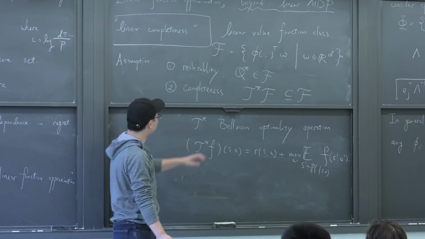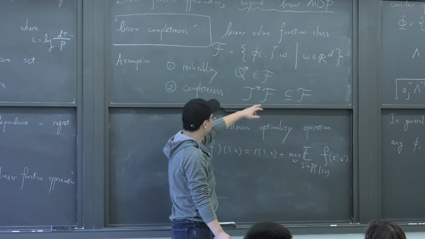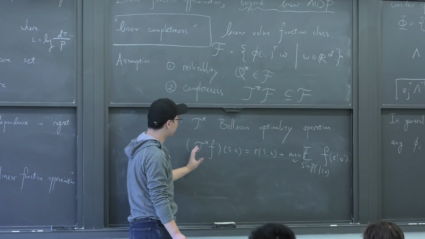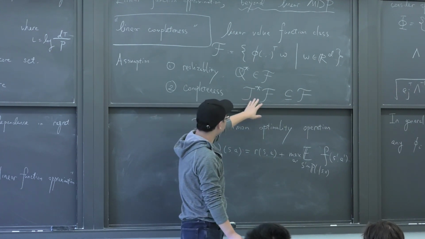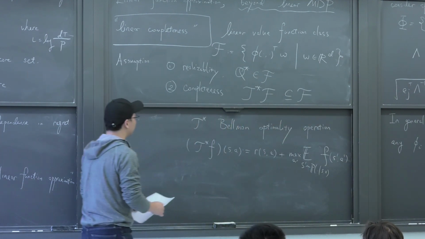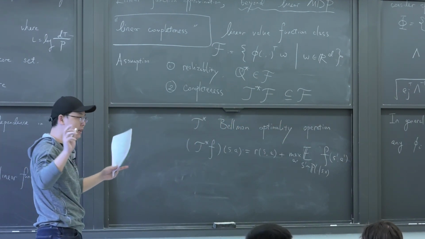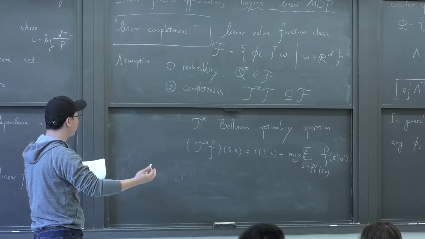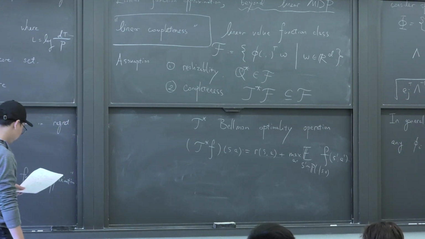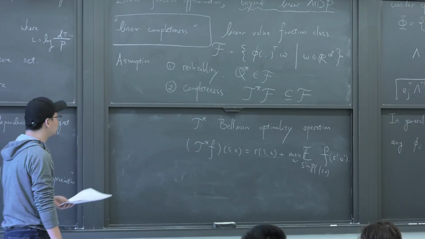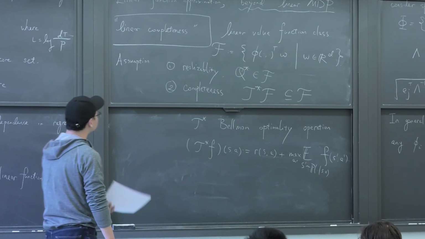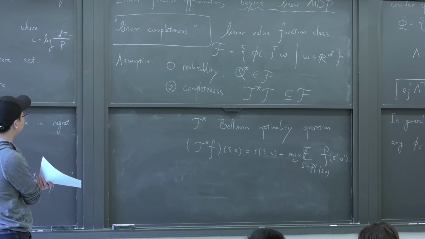Okay, so what this completeness means: for any linear value function, if you apply the Bellman optimality operator as defined here, it remains a linear function. So it remains in this class of linear functions. In that sense, that is completeness. That is, by applying the Bellman operator, a linear function will remain a linear function. This is the whole assumption of linear completeness.